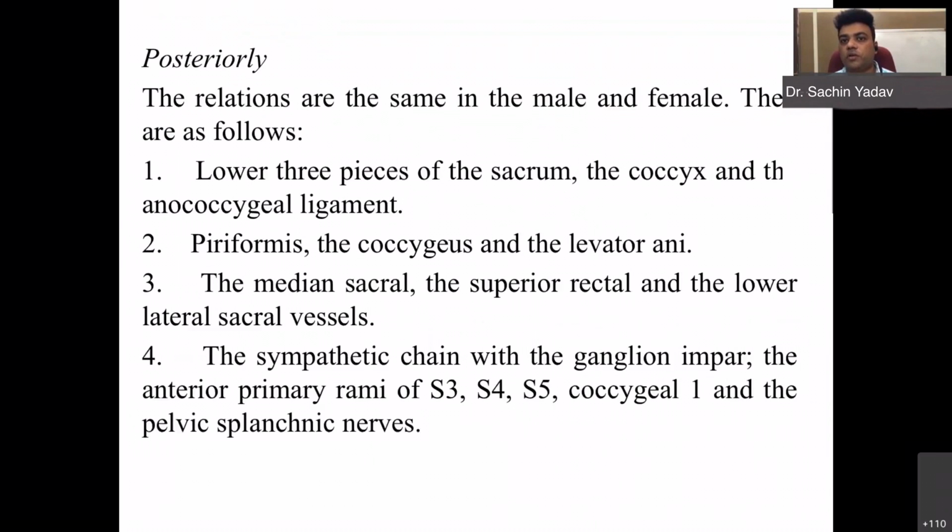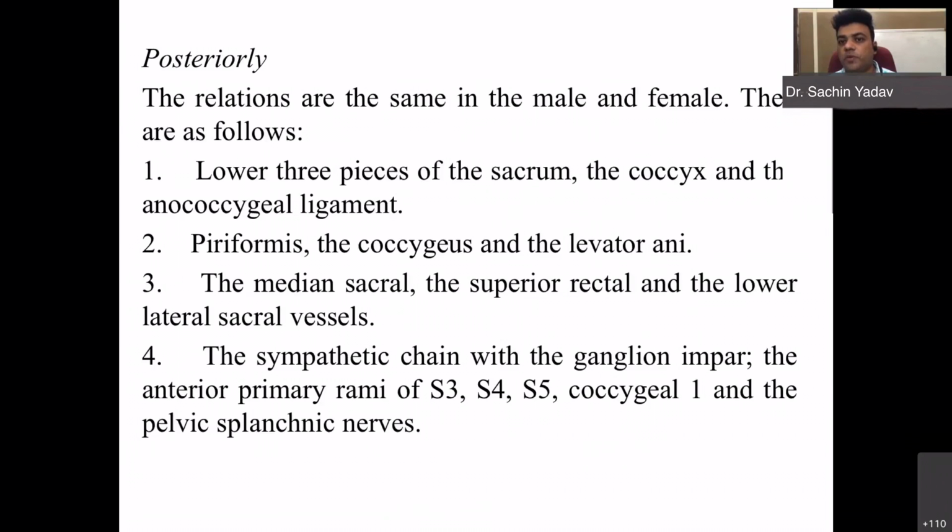So the posterior relation is the same in male and female, obviously. The lower three pieces of the sacrum, the coccyx, as we have seen, along with the anococcygeal ligament, piriformis muscle, the coccygeus and the levator ani muscle, the median sacral and the superior rectal and the lower lateral sacral vessels. These all are the vessels, arteries, and the sympathetic chain with ganglion impar.